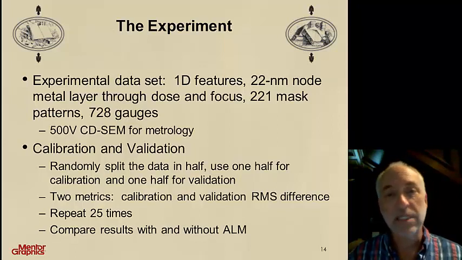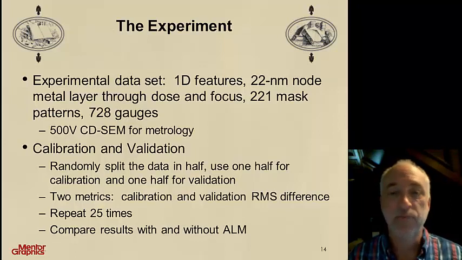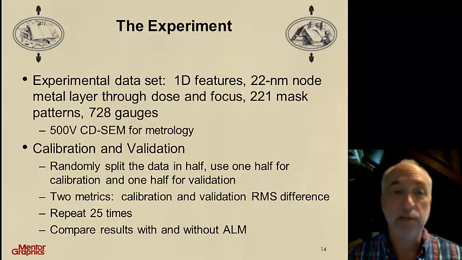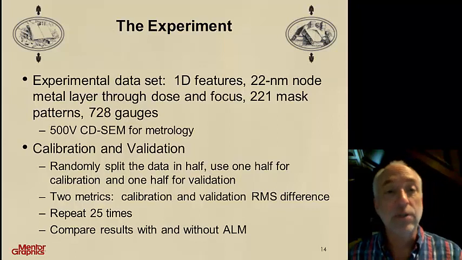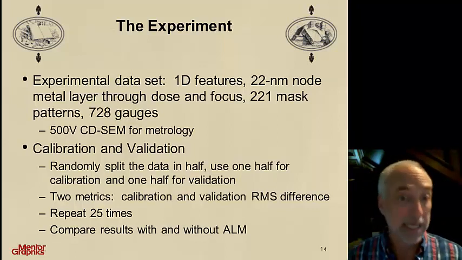We then took these 728 gauges and we randomly split the data in half. In fact, we took the in-focus best dose, 221 mask patterns, and split those in half. And then we took all the out-of-focus or off-dose cases and split those data randomly in half as well.